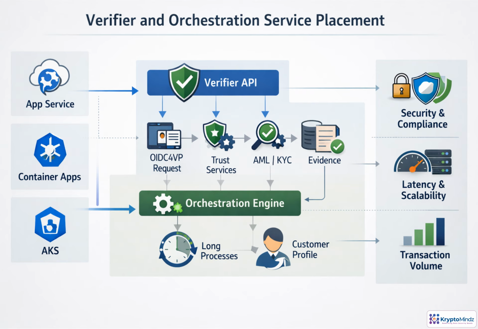Verifier and orchestration services act as the control tower for wallet-based onboarding. The verifier focuses on protocol, handling OIDC4VP requests, calling trust services, and validating evidence. Orchestration then chains these steps with AML and KYC checks, updates customer profiles, and captures audit trails. You choose App Service, Container Apps, or AKS based on latency, scale, and security needs. For complex, long-running flows, Durable Functions keep waiting, retries, and manual reviews reliable and traceable.